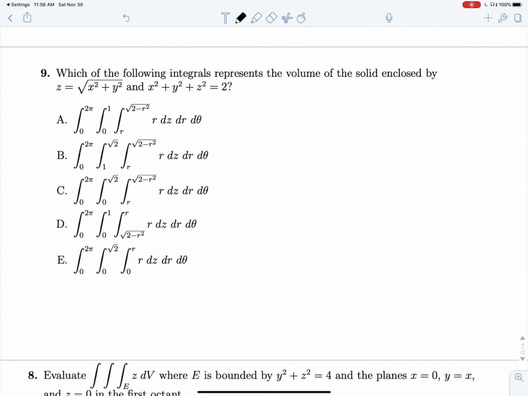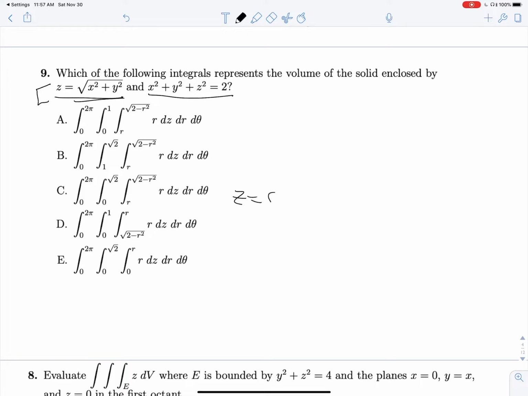Okay, which of the following integrals represent the volume of the solid enclosed by these two things right here? So this is going to be the sphere of radius root 2 and the cone, just like the normal cone. They haven't done anything weird to this thing. So we know that for our dz integral, we want these in terms of z equals, and this guy already has it, so we're going to be bounded on the bottom by z equals r, converting this thing.